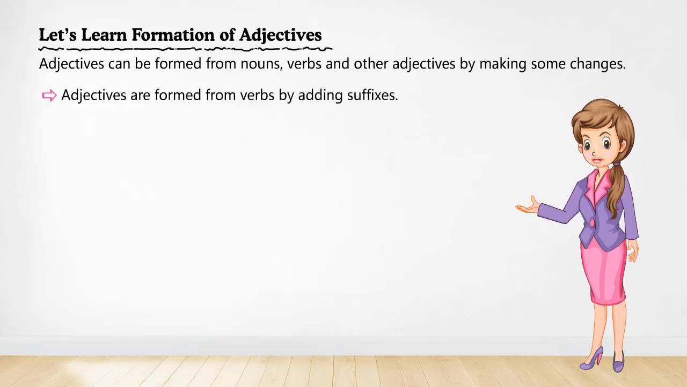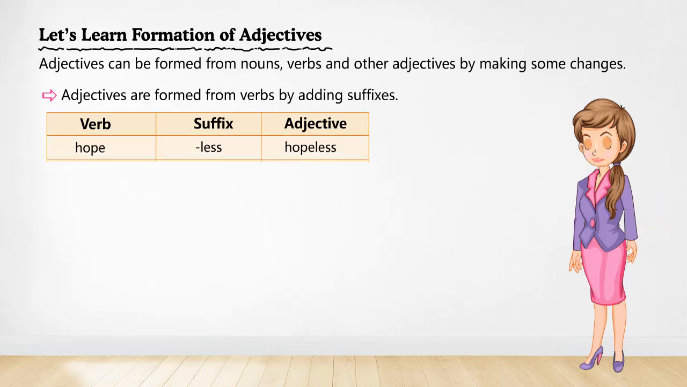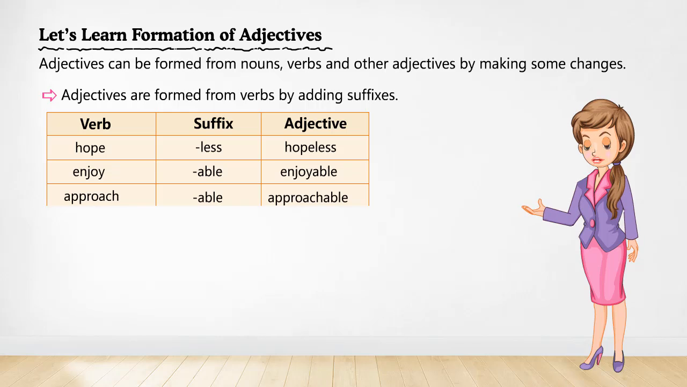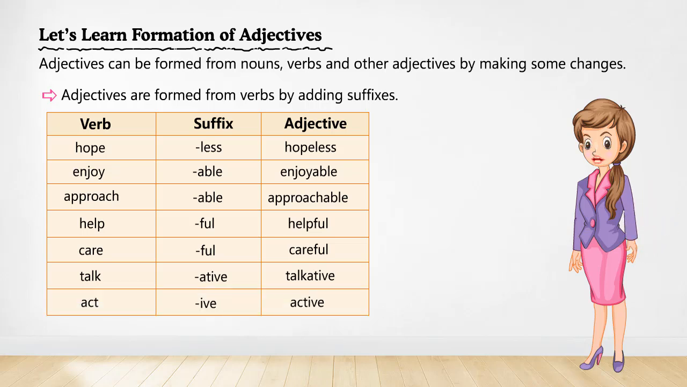Adjectives are formed from verbs by adding suffixes. Verb, suffix, adjective. Hope, less, hopeless. Enjoy, able, enjoyable. Approach, able, approachable. Help, ful, helpful. Care, ful, careful. Talk, ative, talkative. Act, ive, active.